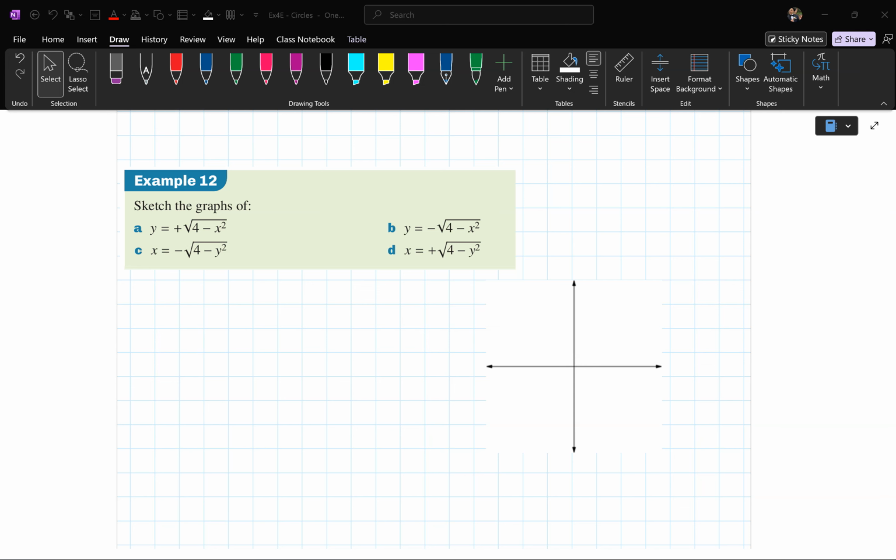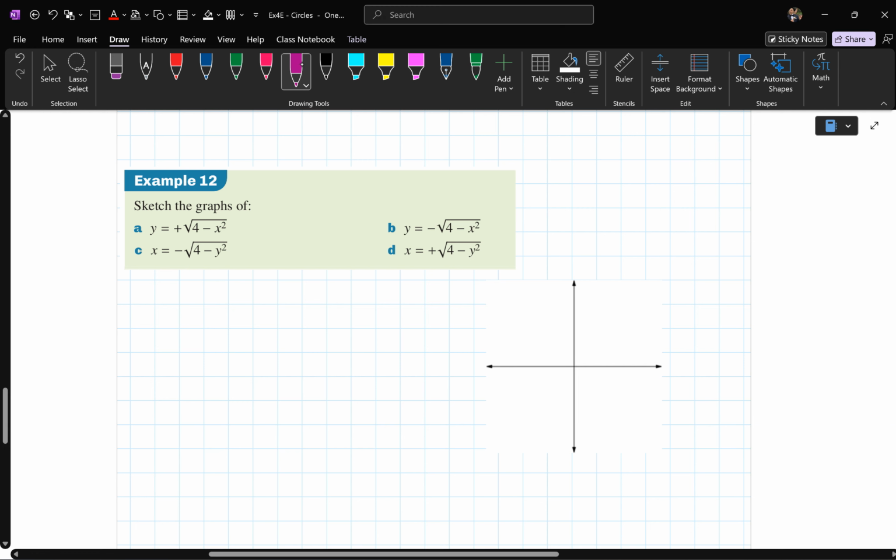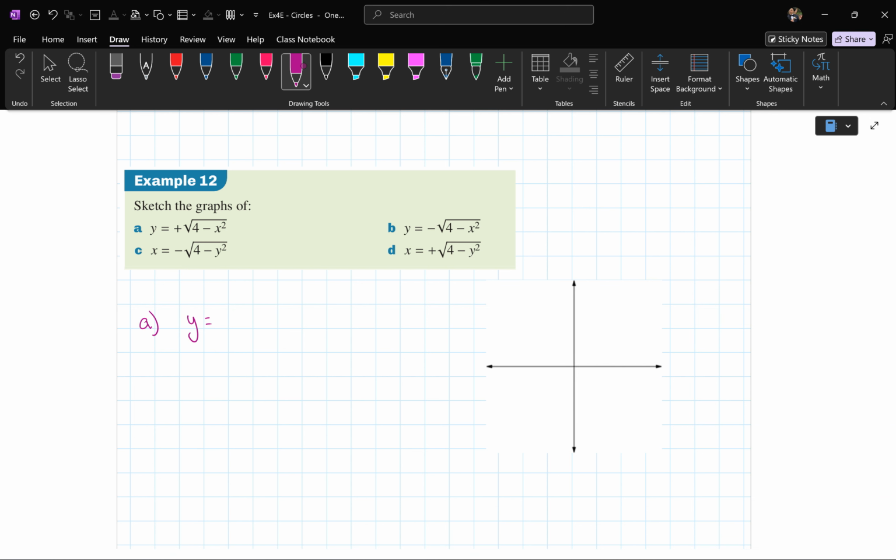In this example, we're looking at semicircles, and if you watched my theory of the class video, then you would know how to read this. I'm just going to jump right into it. So A, for example, starts off with y is equal to a positive root of 4 minus x squared.